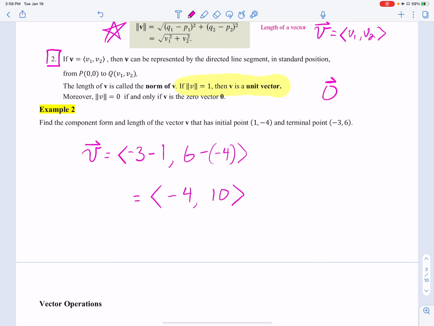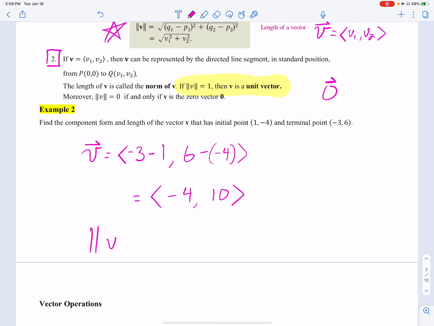You should ask yourself, which way is that pointing, right? It should be pointing to quadrant 2, something like this, right? 4 over, 10 up. So it should be pointing up that way. That's perfectly fine. We just named our vector. That's all they wanted for the component form. For that, they also want the length.